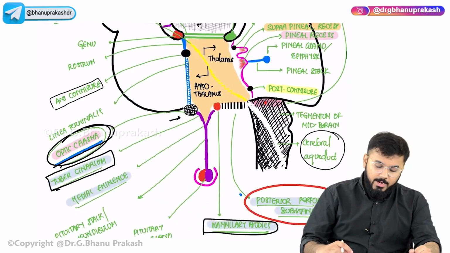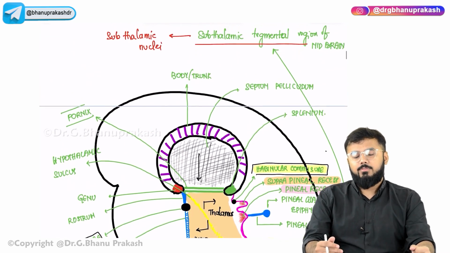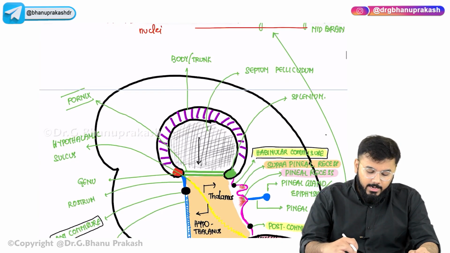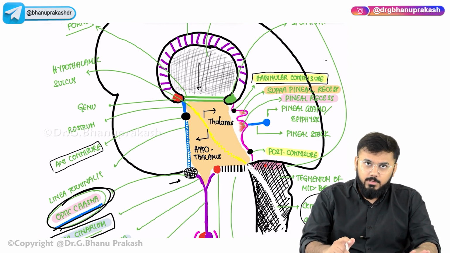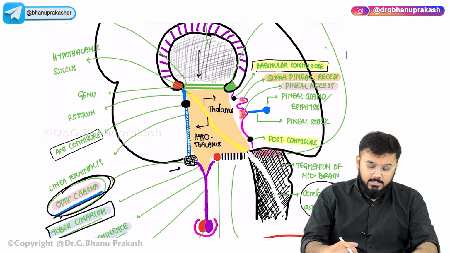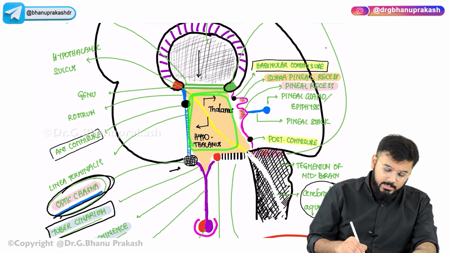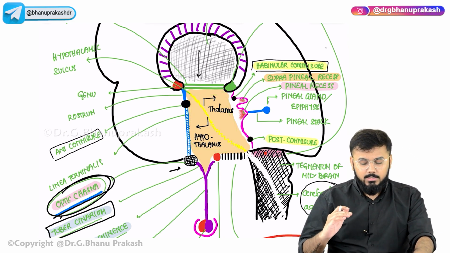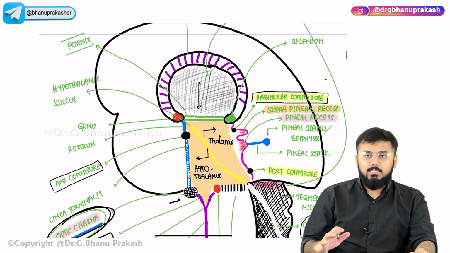Right, now you might be getting afraid by looking at this picture, but this is actually one of the very simple pictures which you need to know. Right now I am going to discuss the walls of the third ventricle. Here you have the third ventricle in the center. Let us discuss the walls of the third ventricle step by step. I want you to practice this picture.